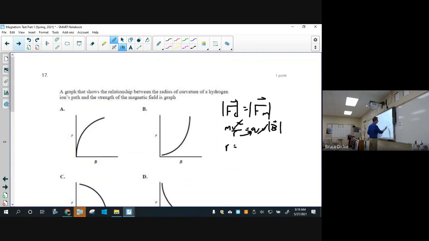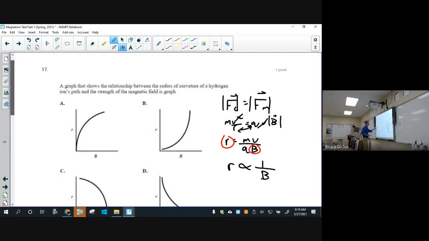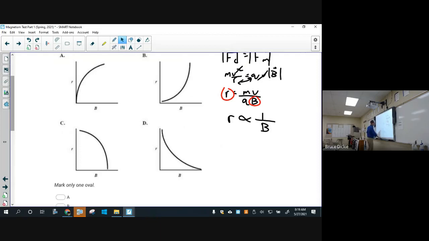The R goes up, the qB goes down. Becomes R equals mv over qB. Now we're looking for the relationship between R and B. That's an inverse relationship. R is related to 1 over B. And a graph that reflects that would be option D. The only one that shows an inverse relationship is option D.